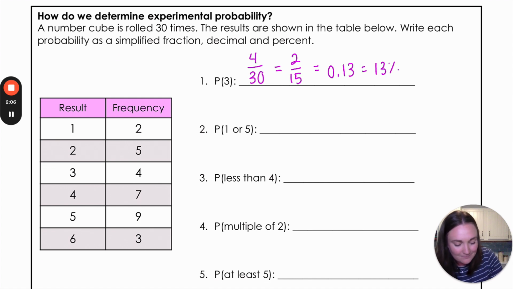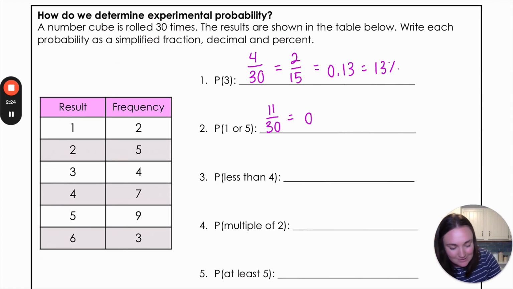All right, if we're looking at a 1 or a 5, well, we rolled a 1 2 times and a 5 9 times. So if we add those together, that's 11 times out of 30 that we got that 1 or 5. This cannot be simplified, so we're just going to divide, and 11 out of 30 gives us about 0.37 or 37%.